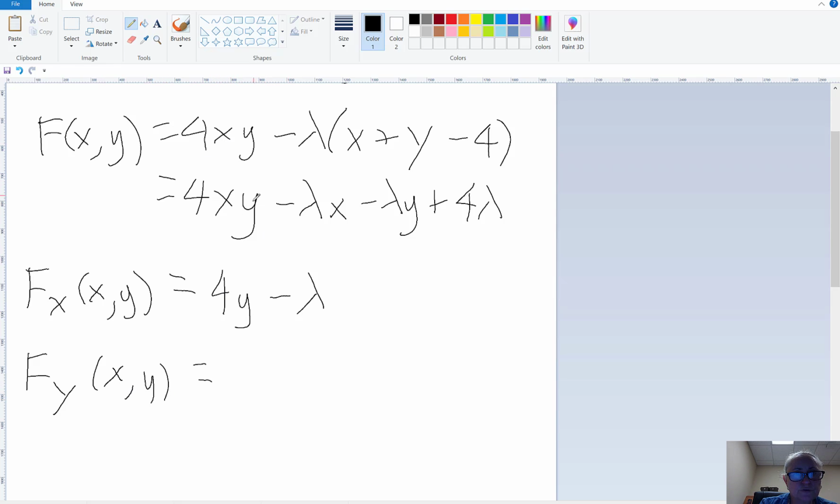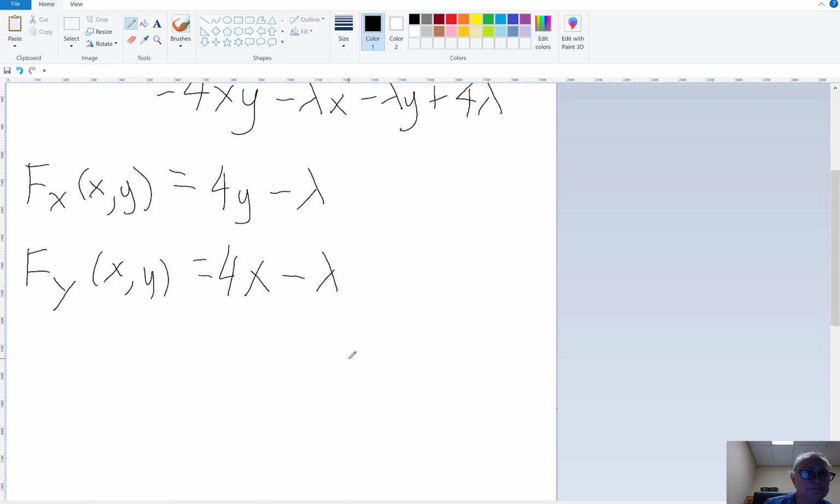And that's going to be treating y as a variable. 4x is our coefficient. There's no y here, so that's a constant. The derivative is 0. And then minus lambda here. And then the plus 4 lambda is also a constant. So here's your first order partial derivative with respect to y.